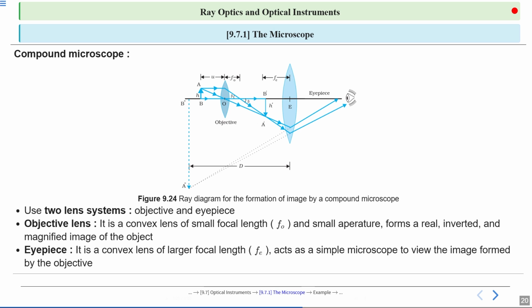Okay. Erect with respect to the intermediate image, but it is inverted with respect to the object. Okay, so it acts as a simple microscope, allowing us to view the image formed by the objective lens. This combination of lenses is what makes the compound microscope so powerful.